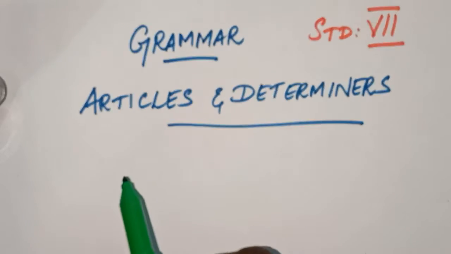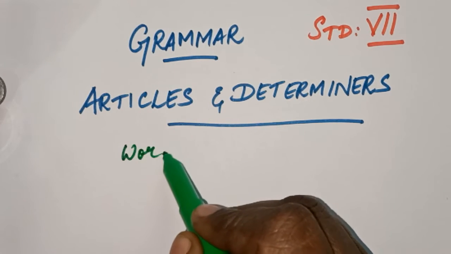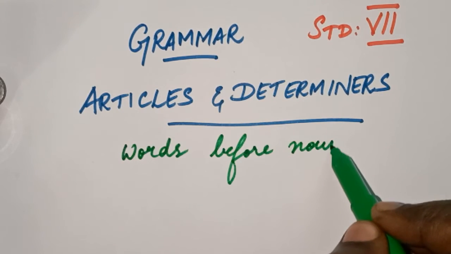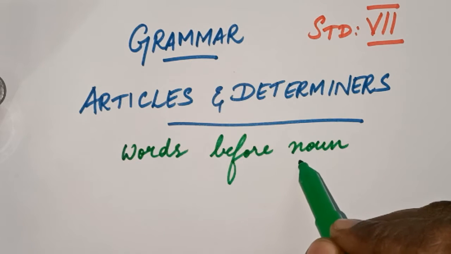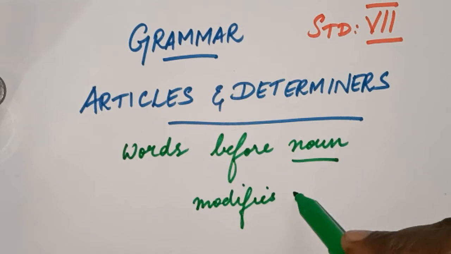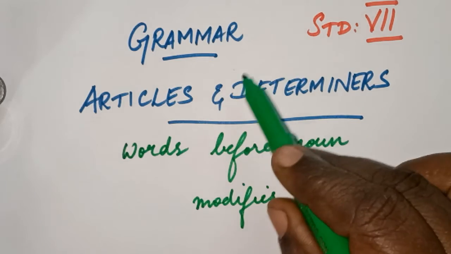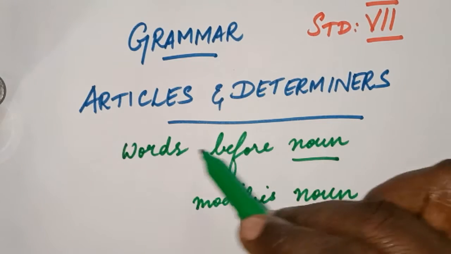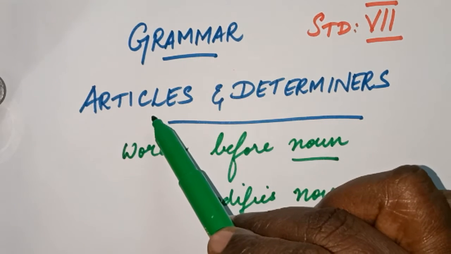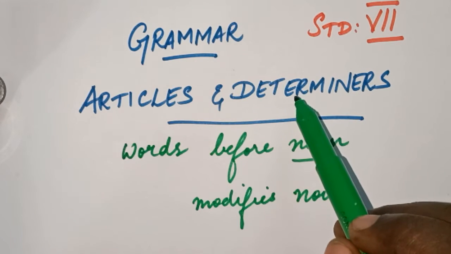What are these determiners? Determiners and articles are nothing but the words used before a noun, and they modify a noun. Okay, they determine and tell more about the noun. So the words that are used before a noun and modify a noun are called articles and determiners. Article is also one of the determiners.